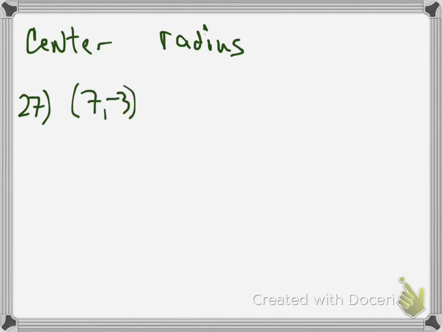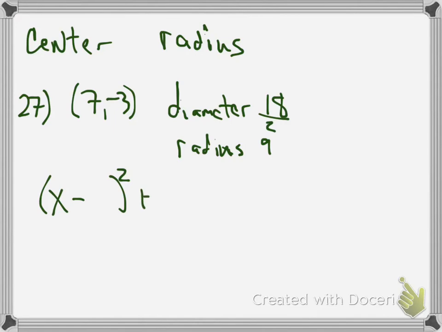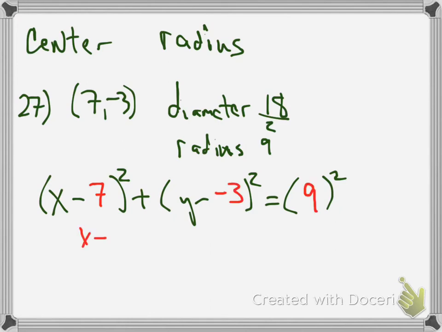Alright, for circles, make sure you know your center and your radius. So like if you look at number 27, you have a center at 7, -3. You have a diameter of 18, so that means the radius is 9. So then you would plug it in. Again, always start off x minus, y minus, radius squared. So 7, -3, and 9, which would give me x minus 7 squared plus y plus 3 squared equals 81. And that would be your answer.